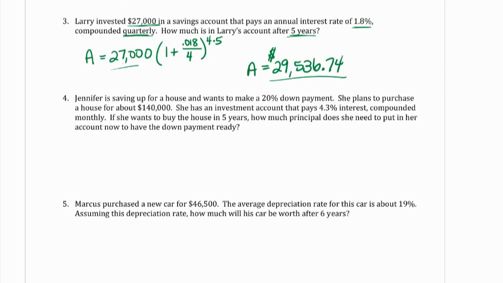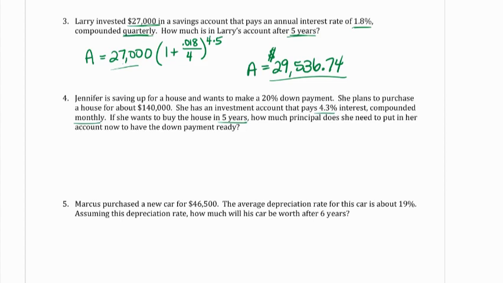Jennifer is saving up for a house and wants to make a 20% down payment. She plans to purchase a house for $140,000. She has an investment account that pays 4.3% interest, compounded monthly. If she wants to buy the house in 5 years, how much principal does she need to put in her account to have the down payment ready?